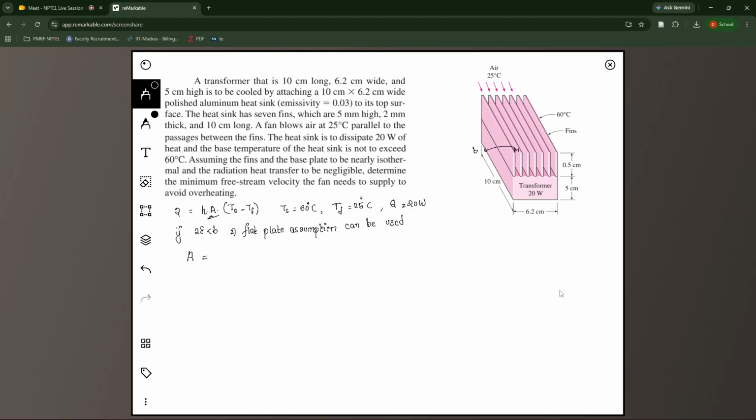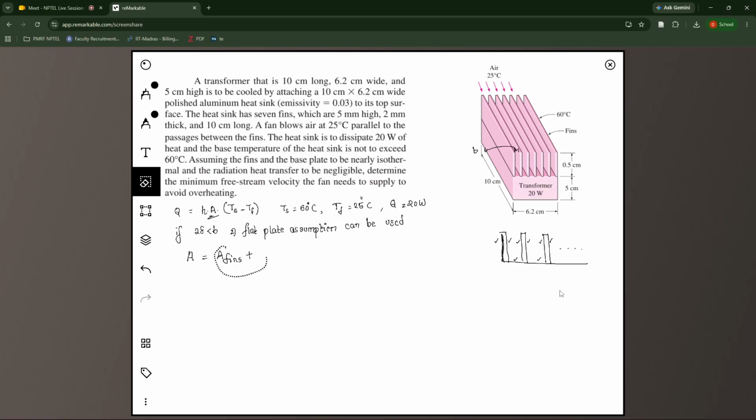We can basically divide it into two components. The first is the exposed area of the fins, that is the extended area of the fins, and the second is the base area, where only the transformer is in direct contact with the air. If I see the cross section of this, you have a fin like this, and we have 7 fins. So the total surface area will be all these fin surfaces plus the base area, which is also exposed to the ambient air.